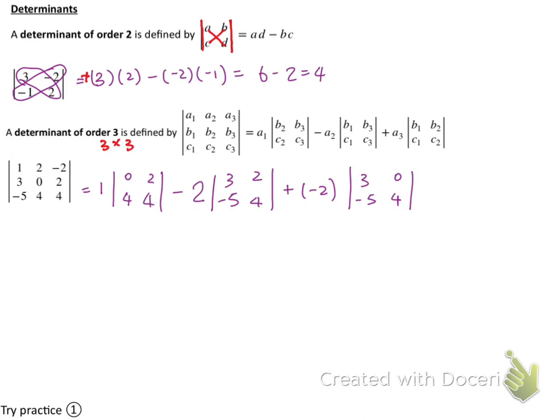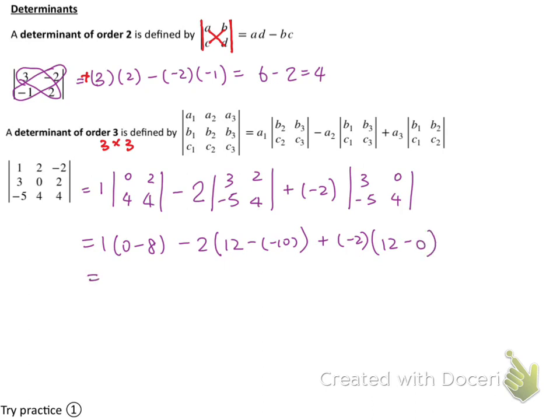Each of these is a 2 by 2, right? Determinant, which you need to compute with the definition up here. So it's 1 times (0 times 4, 0, take away 2 times 4, 8). So 0 minus 8, minus 2 times (3 times 4, 12, take away 2 times negative 5, negative 10), then plus negative 2 times (3 times 4, 12, 0 times negative 5, 0).